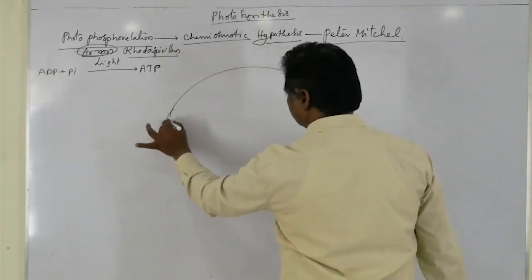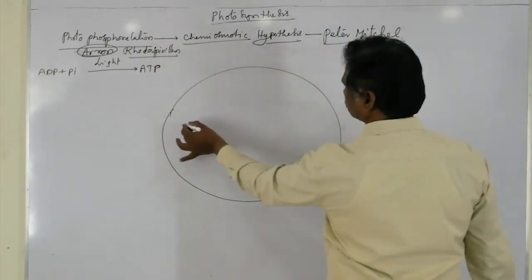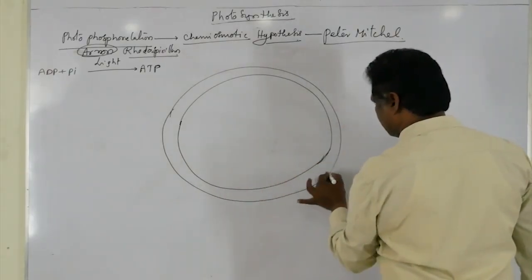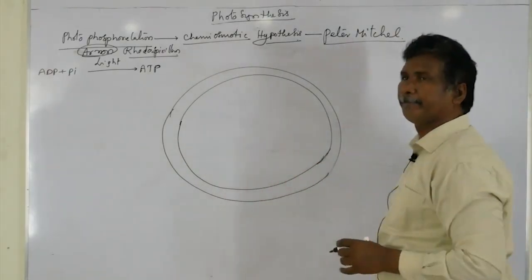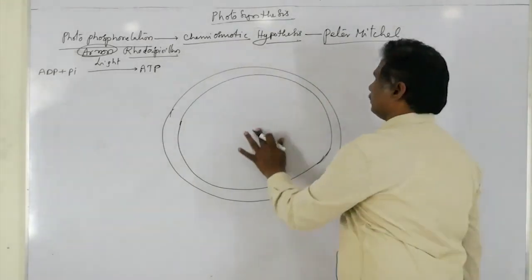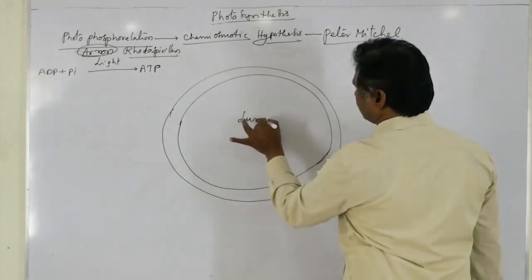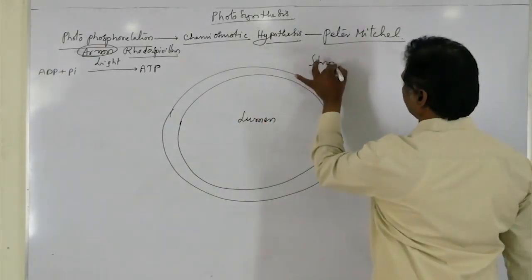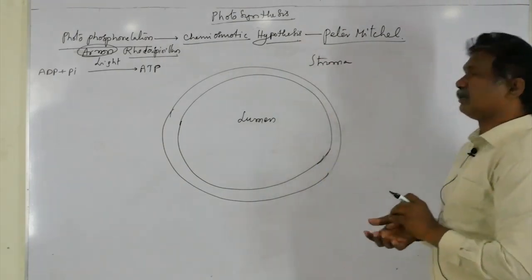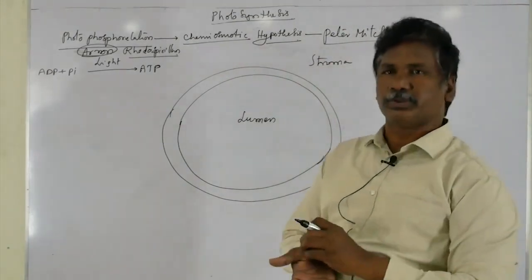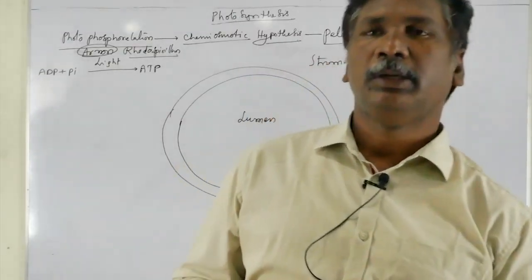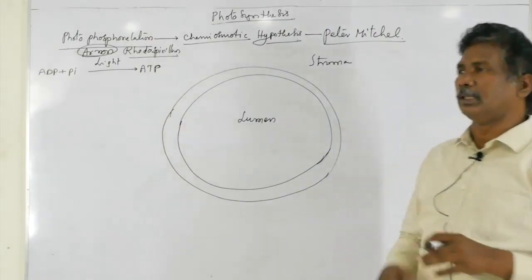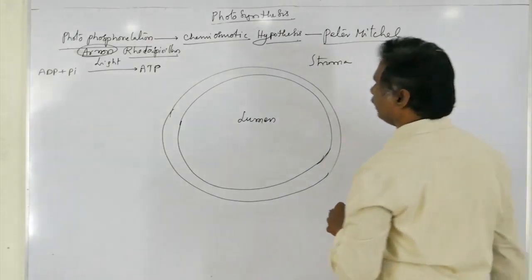So this one is the grana. Inside the grana is the lumen, and outside the lumen is the stroma. The main important driving force for synthesis of ATP is the accumulation of a large number of protons within the lumen.